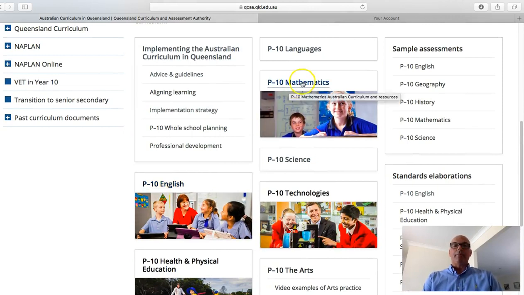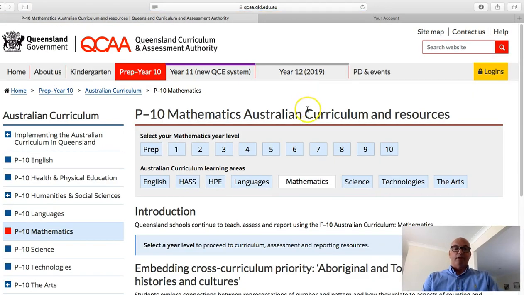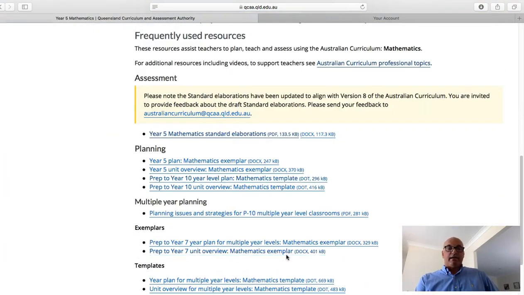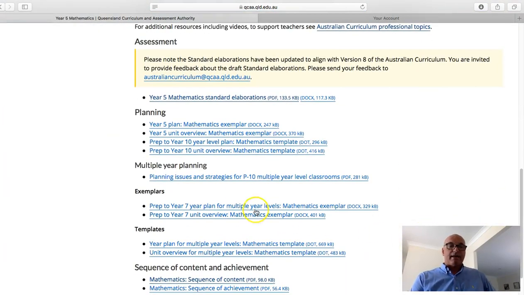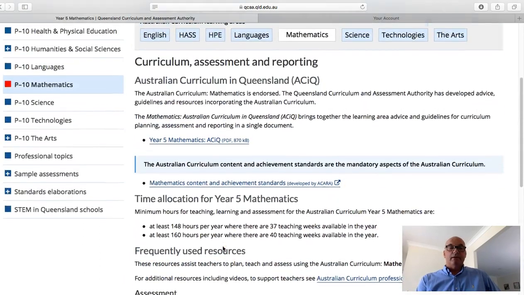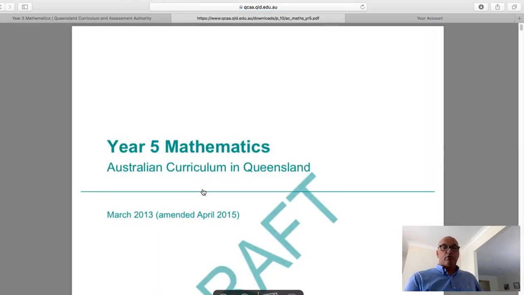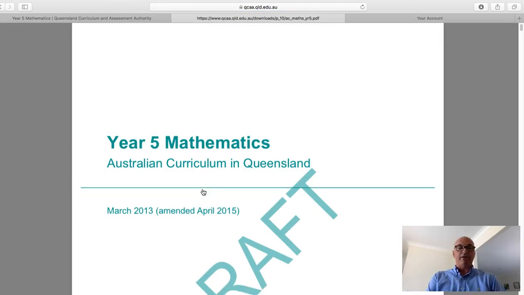So if we take a look at maths as an example, we see the other learning areas and the year levels. I'm going to select a year level to look at, and we have a range of information here, excellent information for planning, including exemplars and templates. The most important document here, however, is the Year 5 Mathematics ACIQ, which is a similar document for each year level and each of the learning areas.